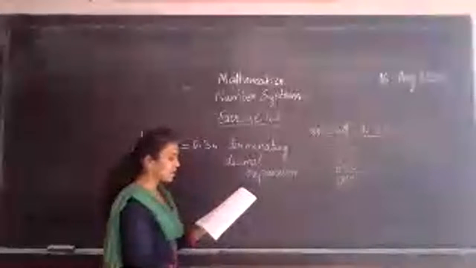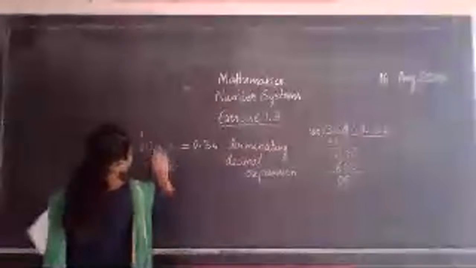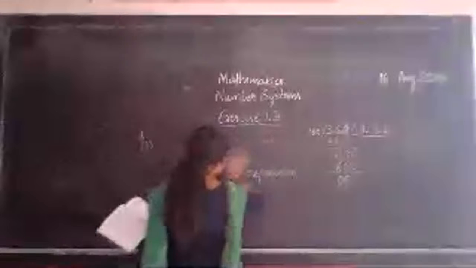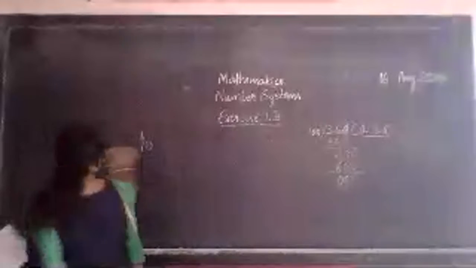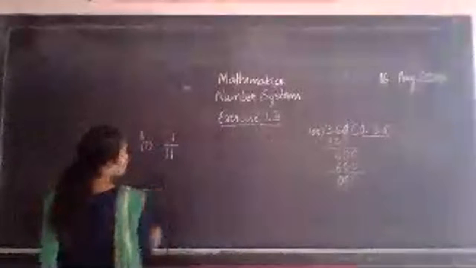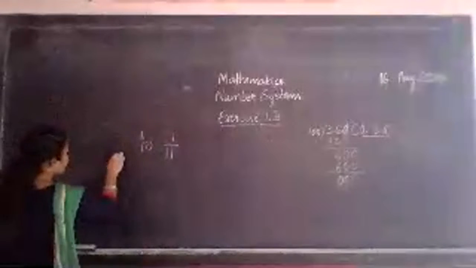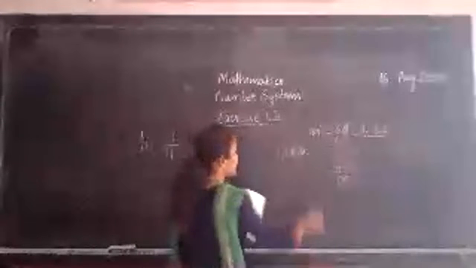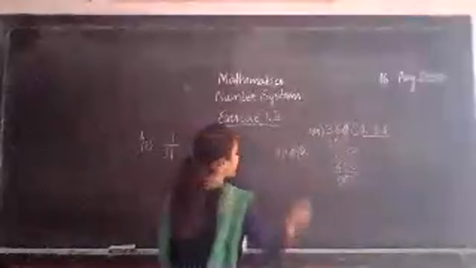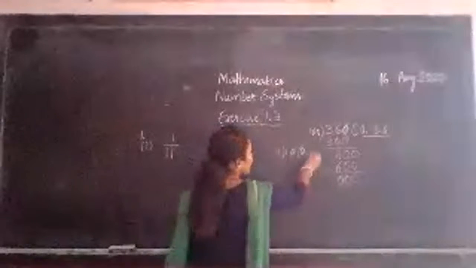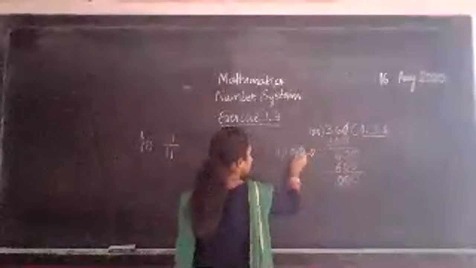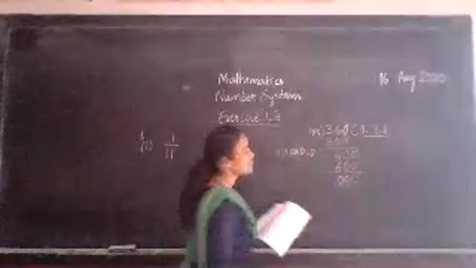Now the second question is 1 by 11. Let me solve this: 1 divided by 11. I put a 0 and a point. Since I put a point here, I can write 0 here. Now again I cannot divide 10 by 11, so I put another 0 here.